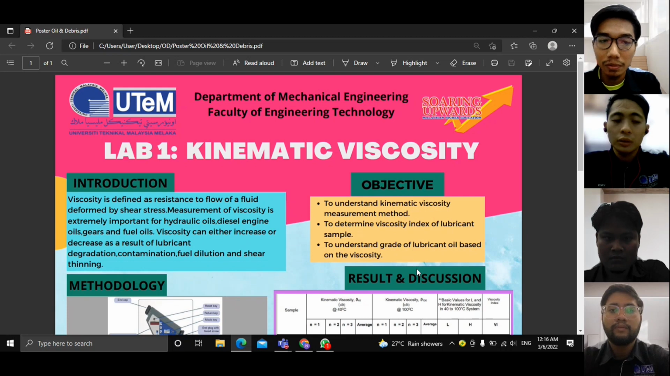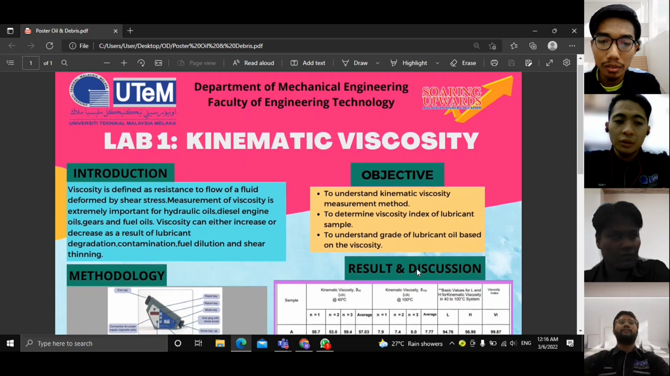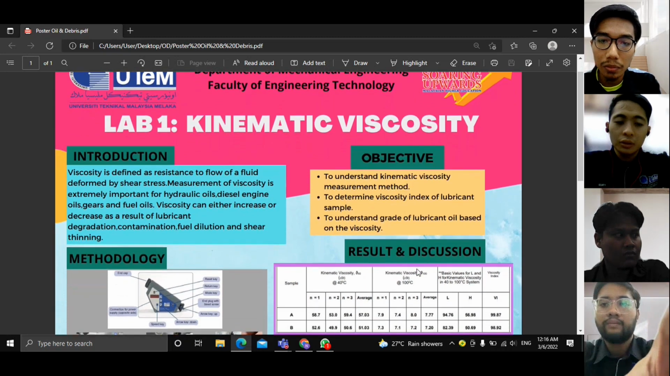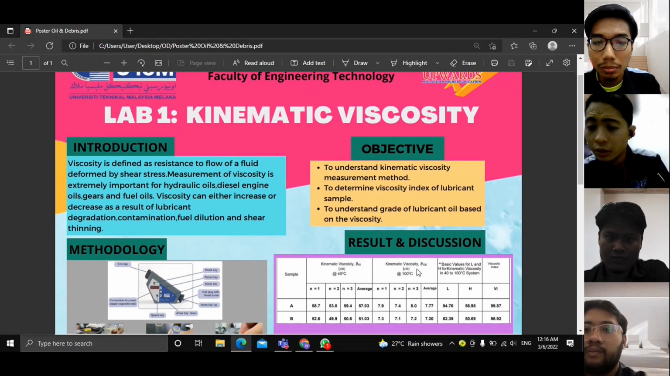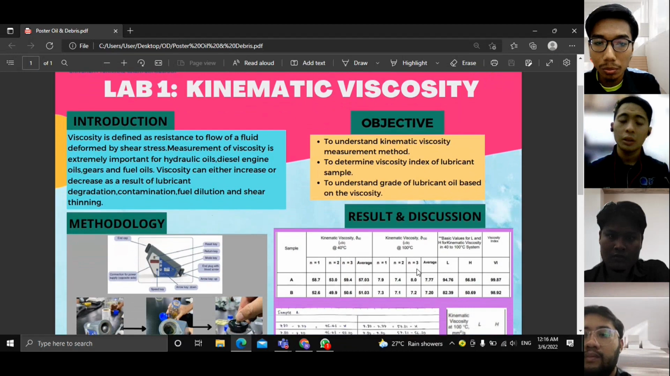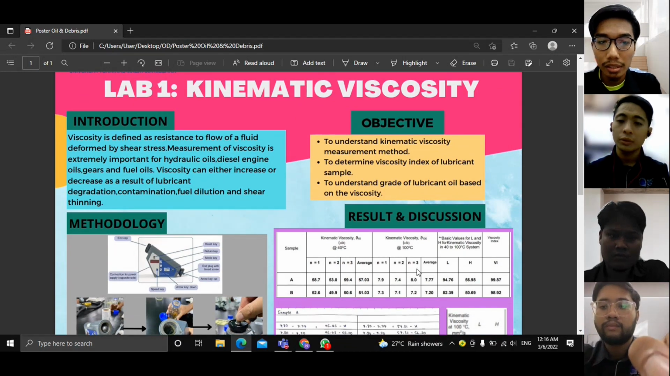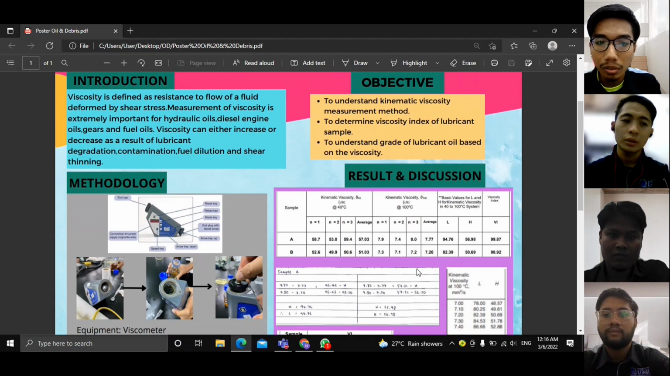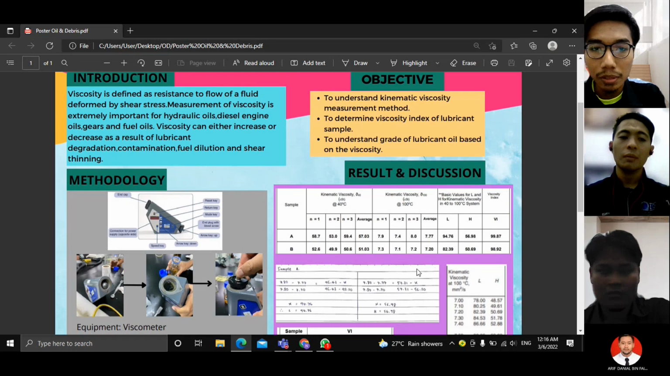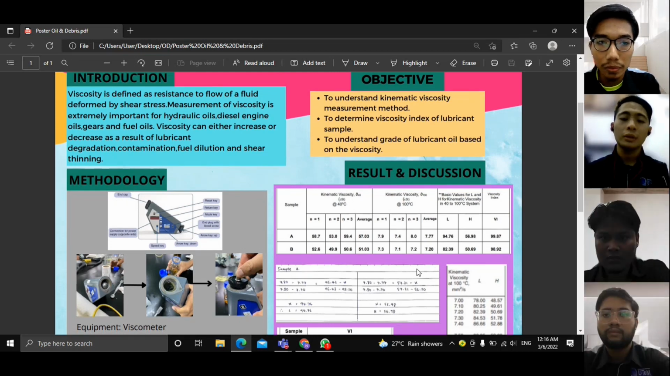The objective of this lab is, first, to understand the kinematic viscosity measurement method. Second, to determine the viscosity index of a lubricant sample. And lastly, to understand the grade of lubricant oil based on the viscosity. So, we all have achieved these objectives during our lab.